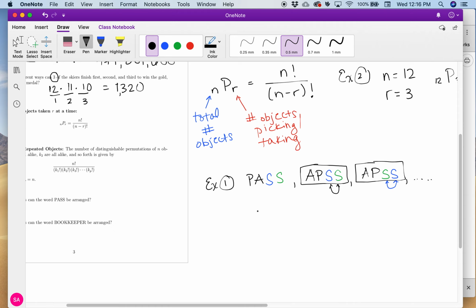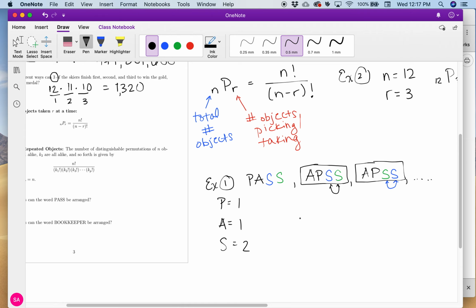So before we use this formula, we're going to look at how many letters exist. So for example, P. How many times does P show up in PASS? There's only one. A. How many A's? There's only one. S. How many S's? Whoop, there's two. Okay. So we looked at every letter and we figured out how many times that letter shows up.